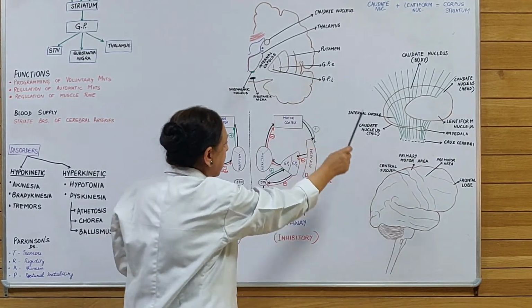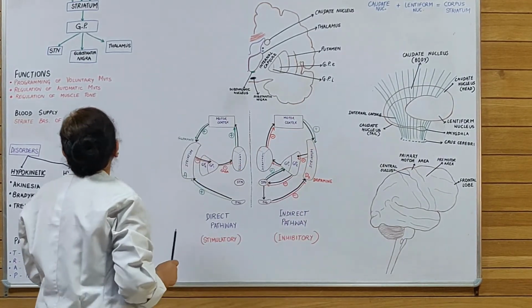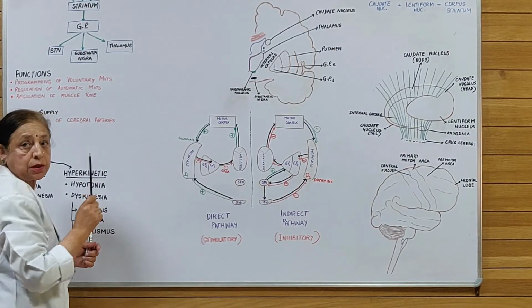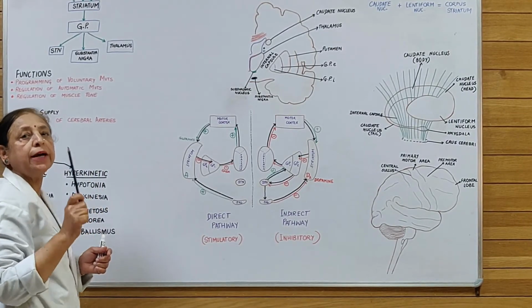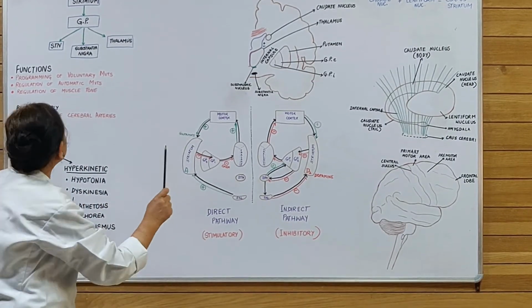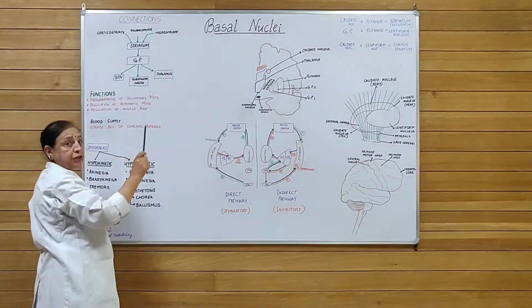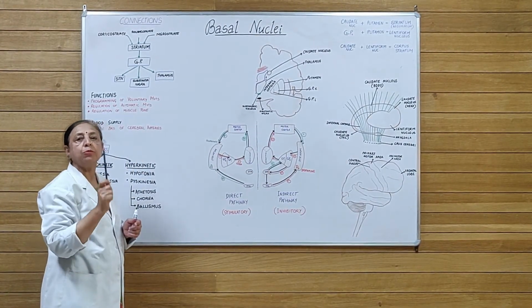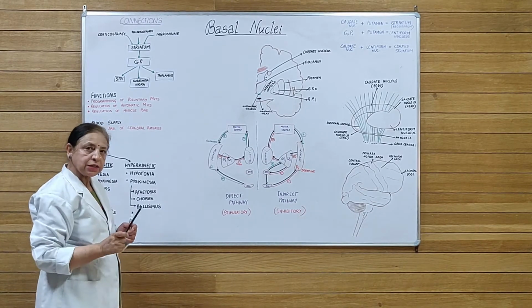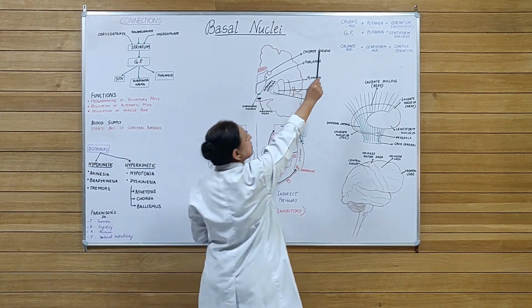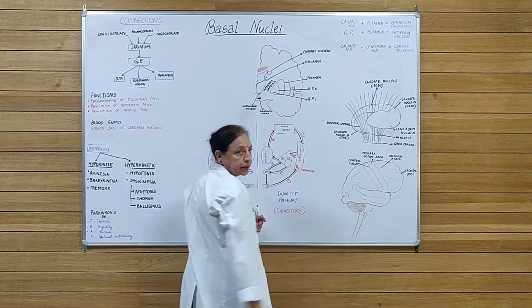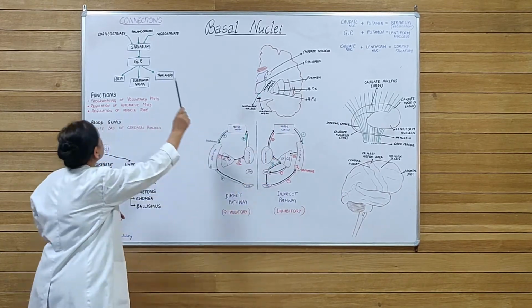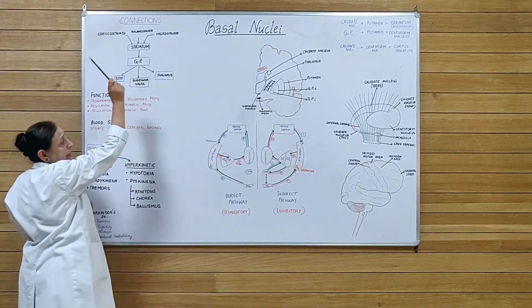So after having done the structure, let us see what the connections are. As we know, it is going to modulate motor activity. So what are the connections? The afferents, one thing that you have to remember is that the afferents will come to the striatum. And what is the striatum? Striatum is caudate nucleus plus putamen. Alright? So all the afferents are coming to the striatum.